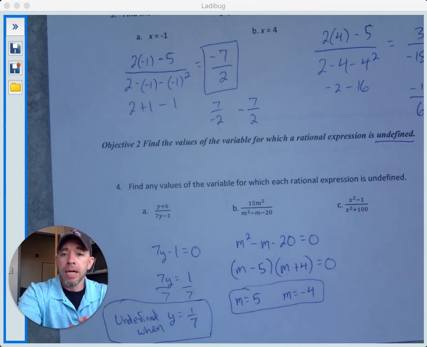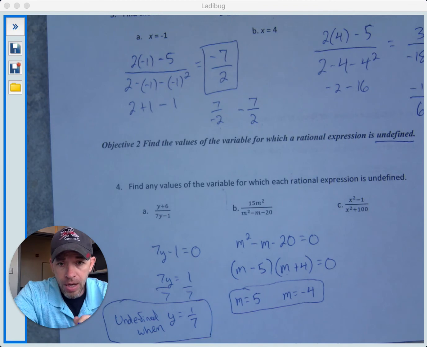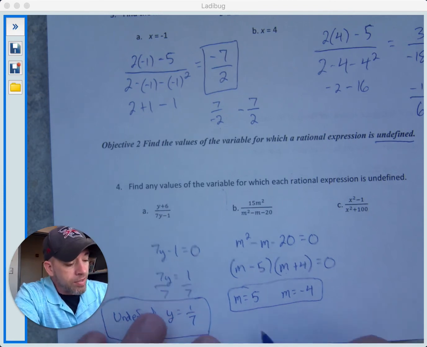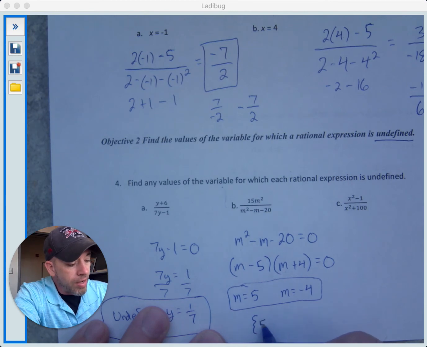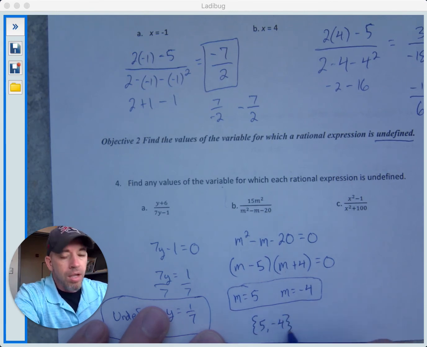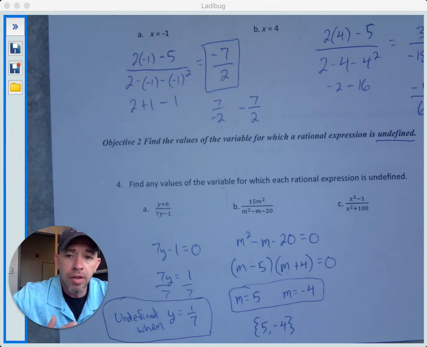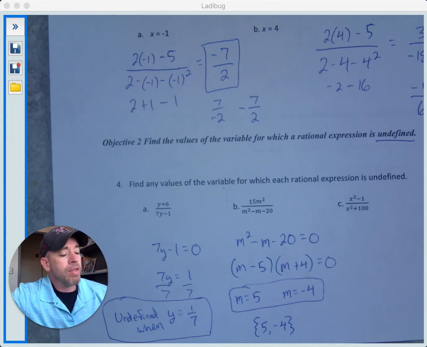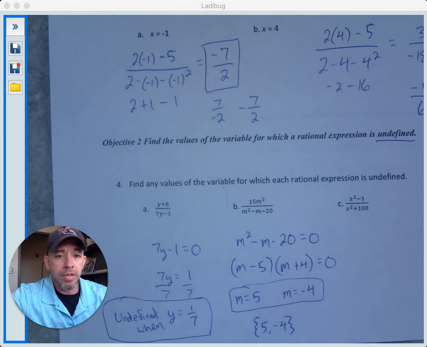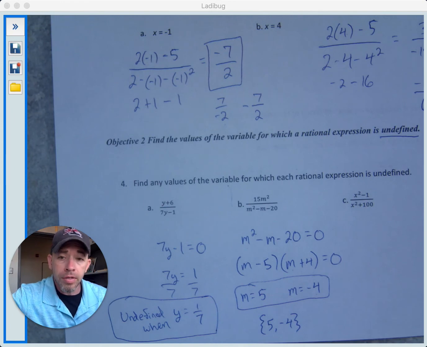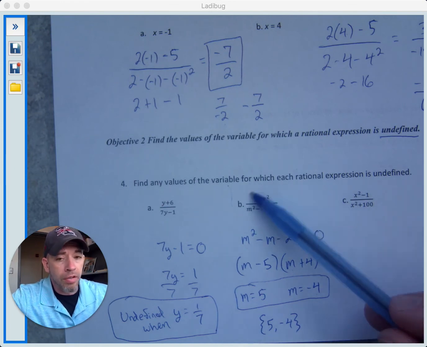Now I'm not sure on my lab, but you may check. They may ask you to write this as a set of numbers, so you might have something like this, 5 comma negative 4. But I'm not sure. So you check my lab, see how they want your answer presented. They may give you the set symbols and ask you to put it in that way. But those are the two places where the denominator is 0, which makes the expression itself undefined.